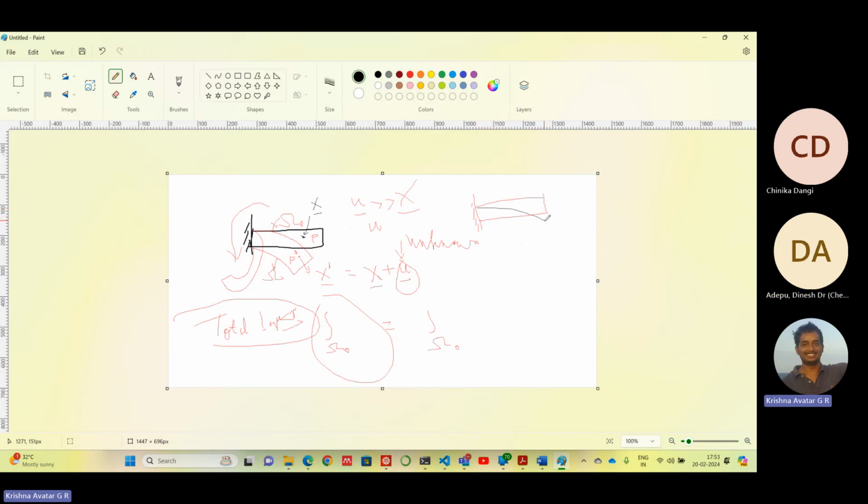Say we apply something so that it deforms like this, and then apply some more load so that it deforms like this. So we will incrementally increase the loads gradually, and at the same time we would also be remeshing it.